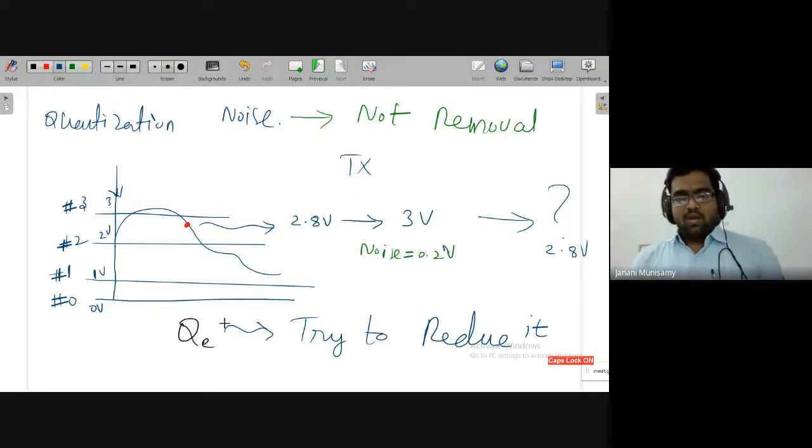Okay, so then what is exactly the quantization noise value? See, I have taken 2.8 volt. So now the quantization error is 0.2. Suppose I am taking 2.5, this 2.5 may be mapped to 2 or 3 because both are at equal distance. Or otherwise, suppose I take 2.1, definitely this will be mapped to 2 volt because level 2 is nearby. That time, what is the quantization error? That is 0.1 volt.